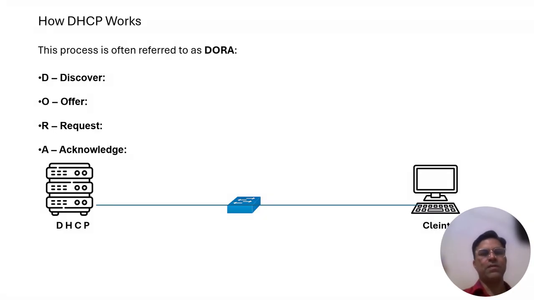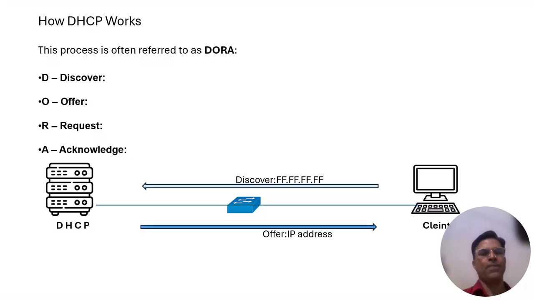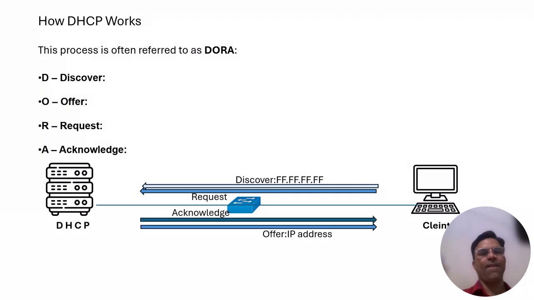In this process, Discover has source IP address 0.0.0.0 and the destination 255.255.255.255. Offer has the IP address sent by the server from its database. Request says that I need this IP address. Once the DHCP server receives this request, it sends an acknowledgement.